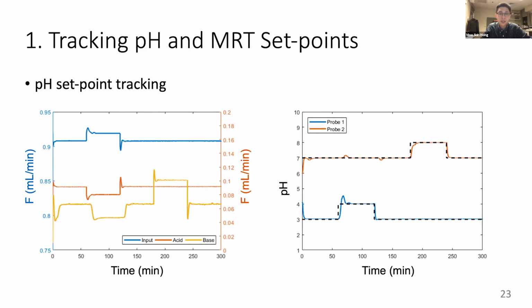As you can see in the plot on the right, during the experiment, the pH set point for the first mixing unit was changed from 3 to 4 at 60 minutes and reverted to 3 at 120 minutes. And the pH set point for the second mixing unit was changed from 7 to 8 at 180 minutes and reverted to 7 at 240 minutes. We can see from this plot that the set point tracking was achieved with fast and accurate response and no instability.